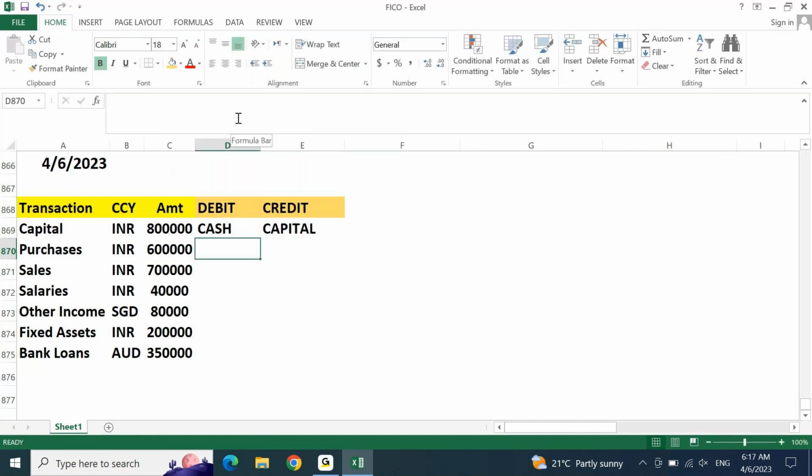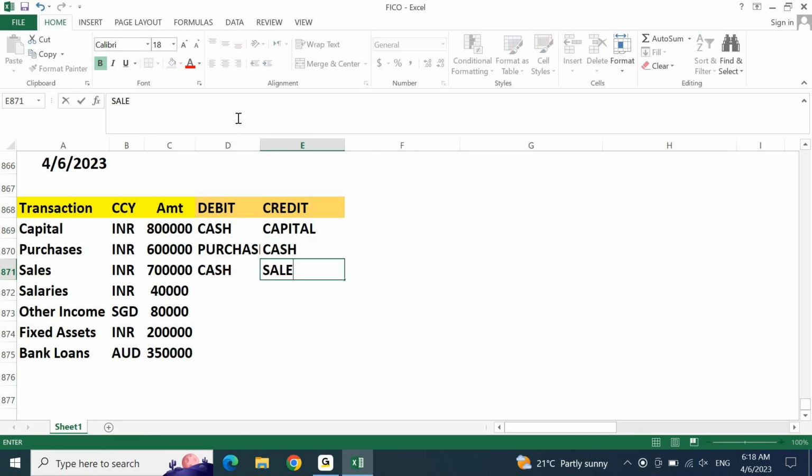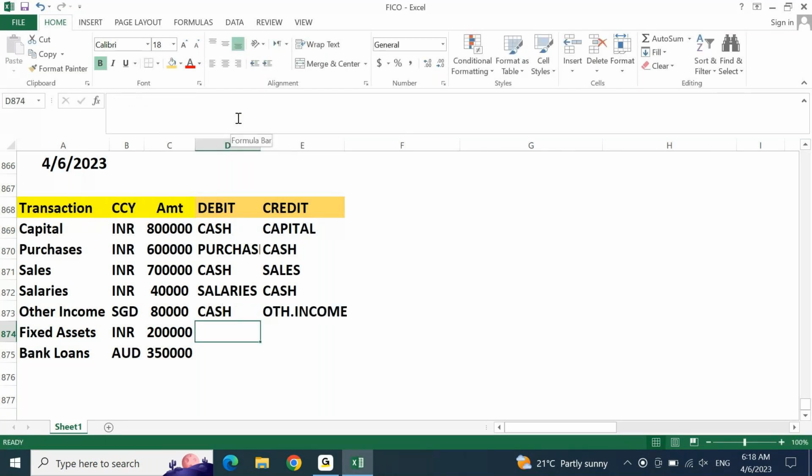For purchases, purchase debit, purchase to cash, correct? Sales, cash to sales. Salaries, salaries to cash. Other income, cash to other income. Fixed assets, fixed assets to cash.